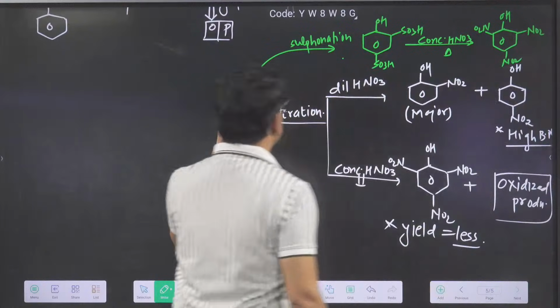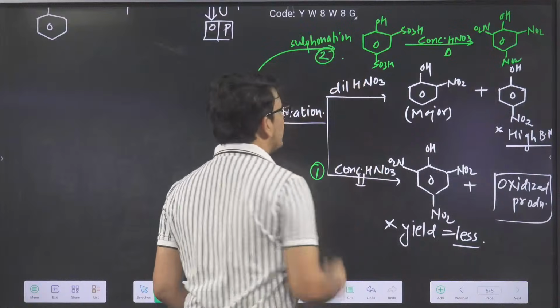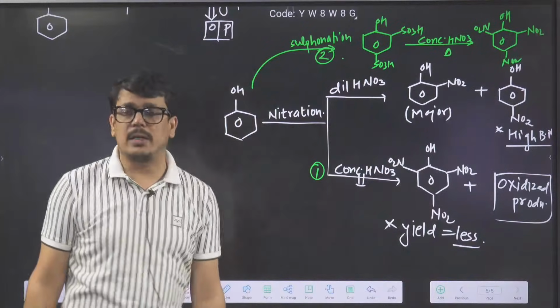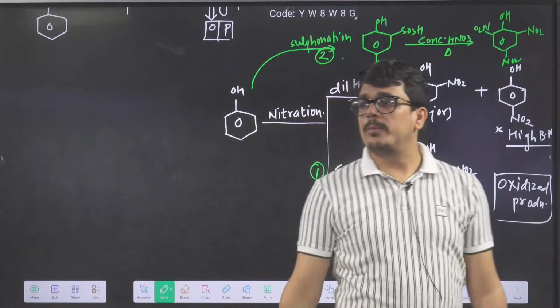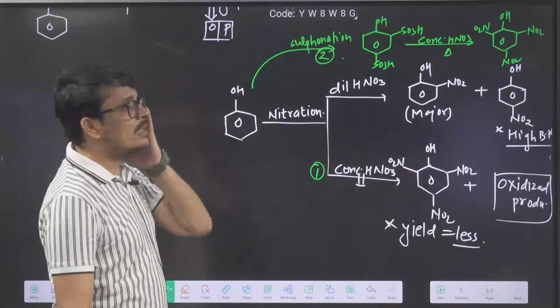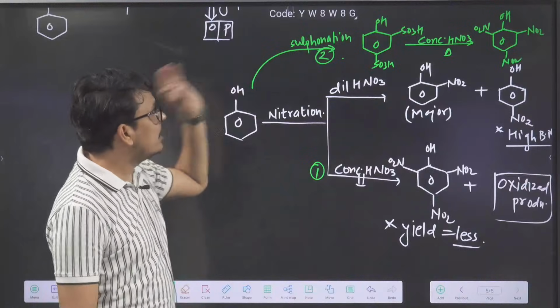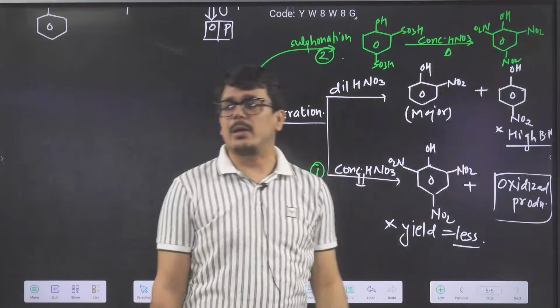Now what is the difference? If this is the first reaction and this is the second reaction, in which case will picric acid form in better yield, first one or second one? Second one. Reason clear or not? Because in the second case, due to the formation of this compound, its oxidation becomes difficult.